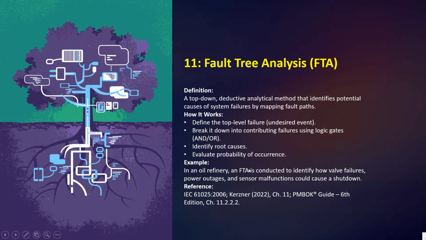Okay, so next we have the example: in an oil refinery, FTA is conducted to identify how valve failures, power outage, and sensor malfunctions could cause a shutdown. Okay, so I hope this is clear.